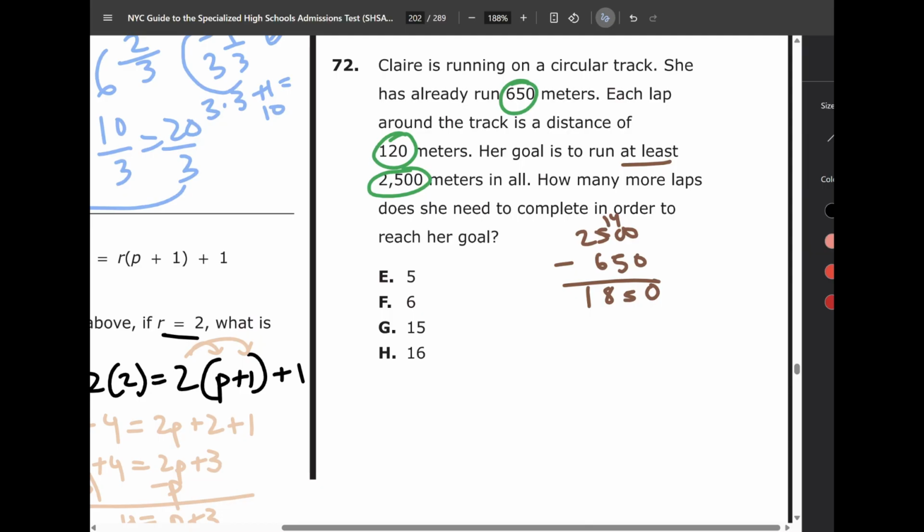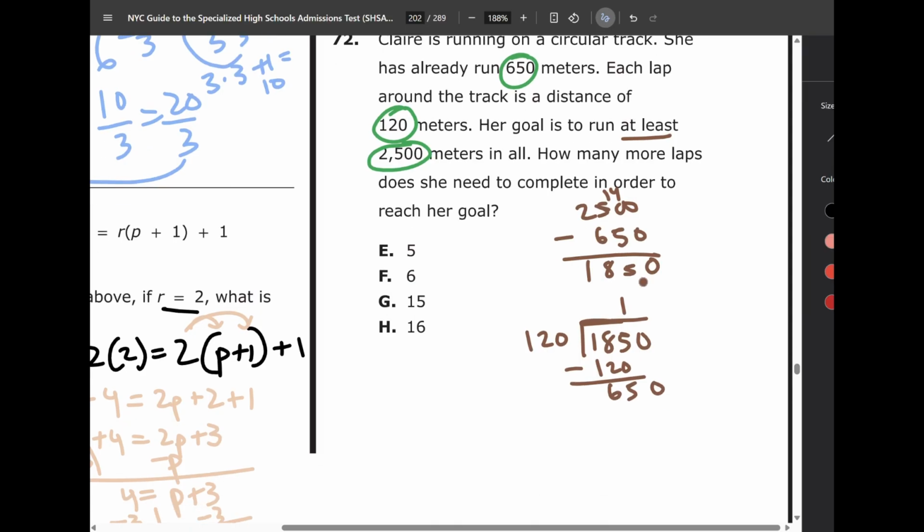From here, we want to figure out how many laps she needs to run. If each lap is 120 meters, I can divide 1,850 by 120 to find the number of laps. And here is where they get you. 120 times 5 is 600. I'm going to subtract and I get 50. So I do have a remainder, but I'm getting the number 15. And what the test wants you to think is that if I see a 15, this must be the answer. No, that is not the answer.